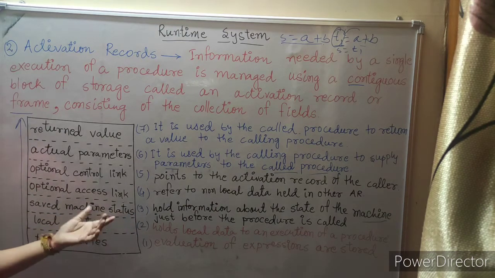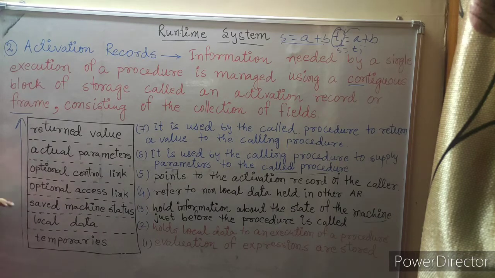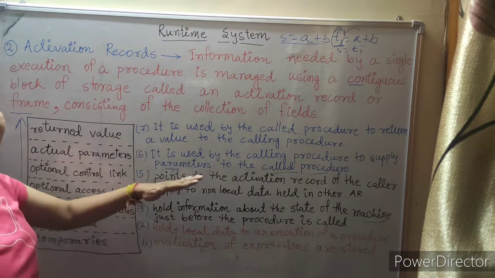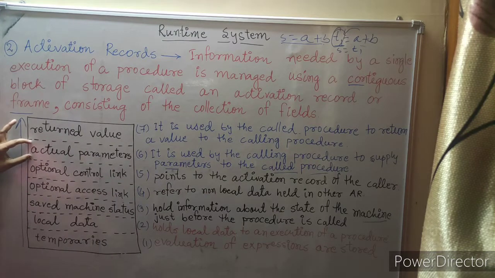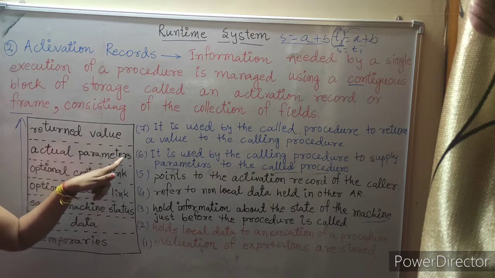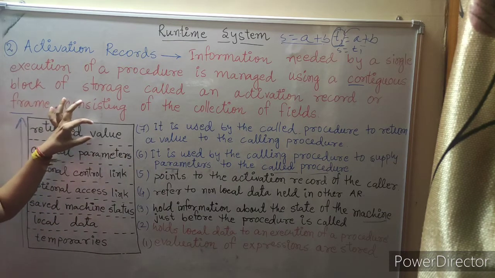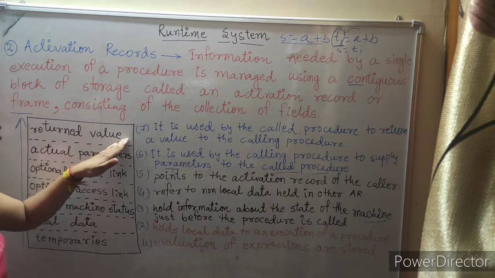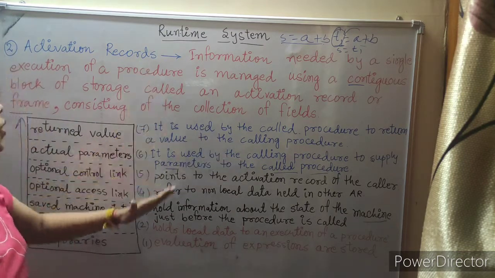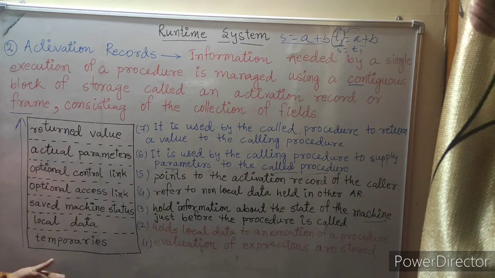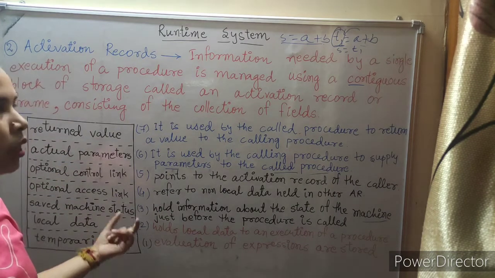Now saved machine status gives the information about the machine. The optional access link is the non-local data storage. The optional control link is the activation record of the caller. Actual parameters are supplied by the calling procedure to the called procedure. The returned value is returned by the called procedure to the calling procedure. So this is the activation record, and this diagram is called the general activation record.